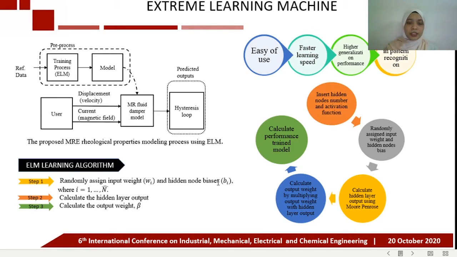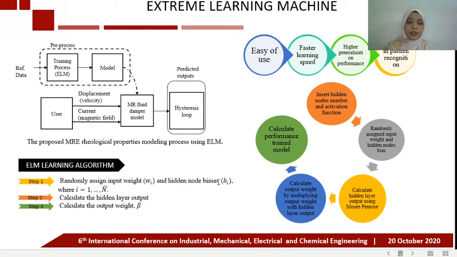Basically, there are some advantages of using extreme learning machine, or we call it ELM, which is easy to use, has faster learning speed, has higher generalization performance, and is powerful in pattern recognition. ELM goes through pre-processing to train the data by using reference data. After obtaining the optimized model, the user may utilize the model by inserting the related input to predict the hysteresis loop of MR damper.